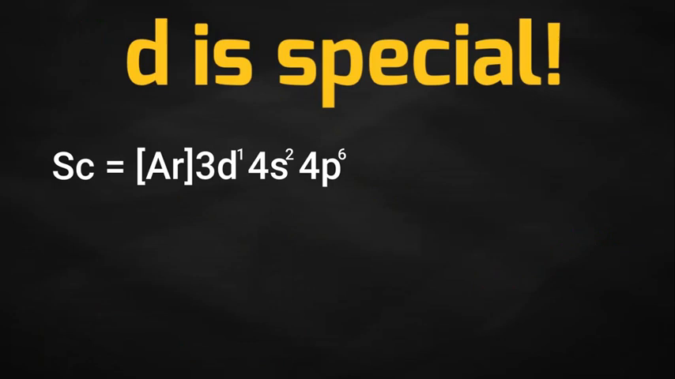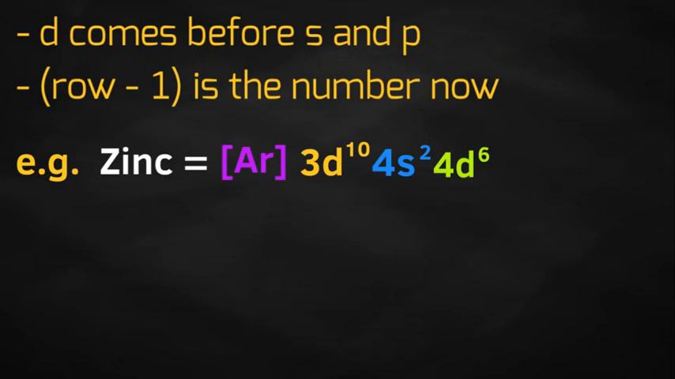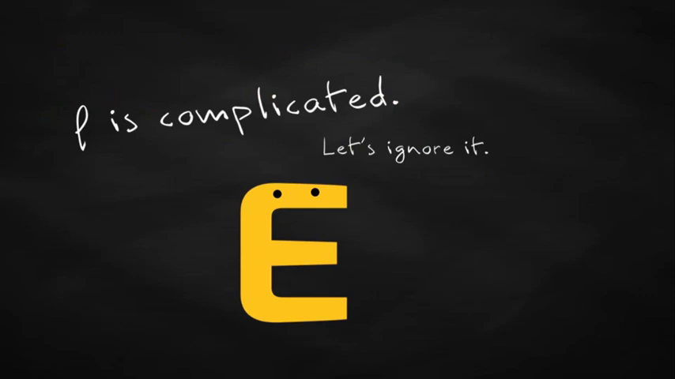The d orbitals are then filled in the transition metal section, e.g. scandium, [Ar] 3d1, 4s2, 4p6, titanium, [Ar] 3d2, 4s2, 4p6, vanadium, [Ar] 3d3, 4s2, 4p6, until zinc, [Ar] 3d10, 4s2, 4p6. This time, D comes before S and P and starts from 3. Instead of the row, it starts in 4. The F orbital is not normally come across, so we won't talk about it here.